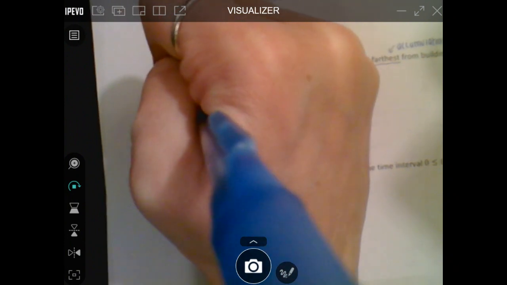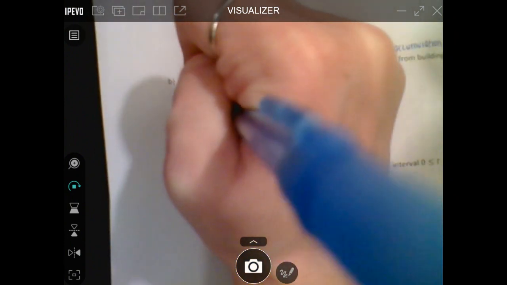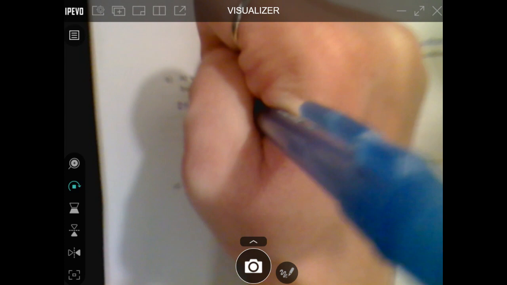So I know from t is equal to 0 to t is equal to 9, I've moved 140 units to the right. So I'm going to write that down. So from t is equal to 0 to t is equal to 9, I've moved 140 units to the right, where the squirrel has.